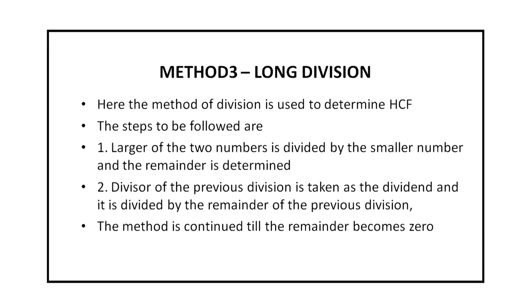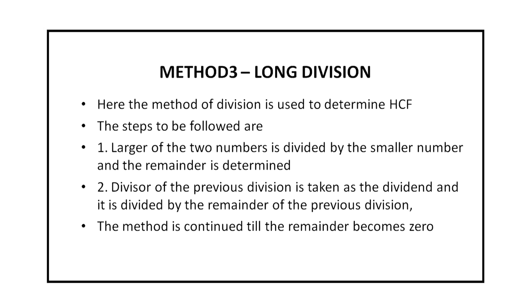Now, there is a third method for determining the HCF, or the highest common factor. This method is called the long division method. Here, the method of division is employed to determine the HCF. A few steps are to be followed here. Step number 1, we will be given two numbers, and the larger of the two numbers is divided by the smaller number and the remainder is determined.